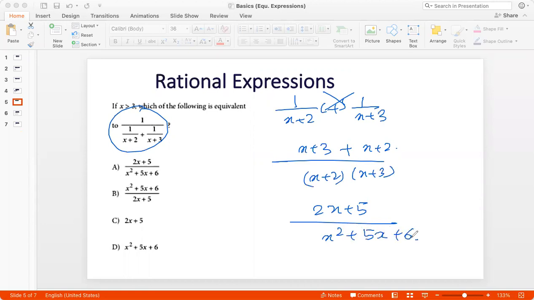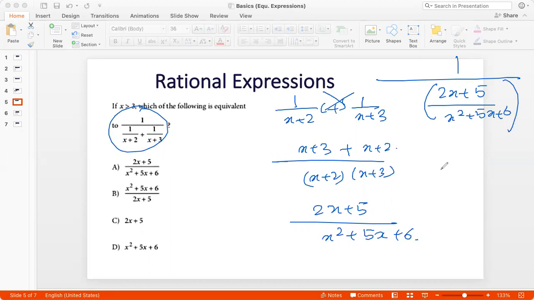This is the denominator. And then my expression is 1 divided by this whole thing, 2x plus 5 divided by x squared plus 5x plus 6. So it would be the reciprocal of that. So that's x squared plus 5x plus 6 divided by 2x plus 5, which is option B.